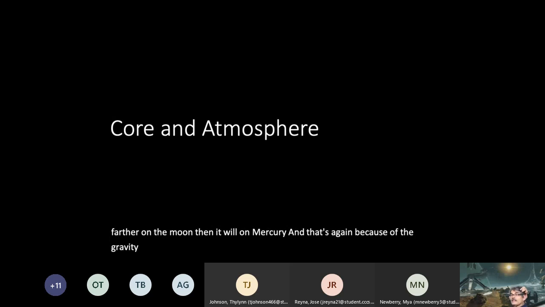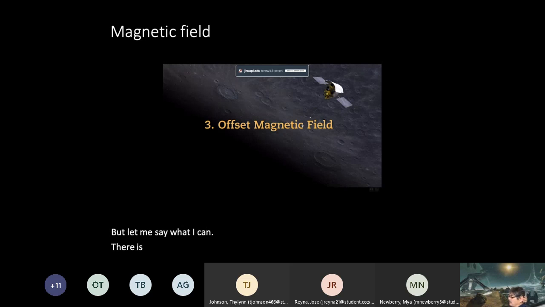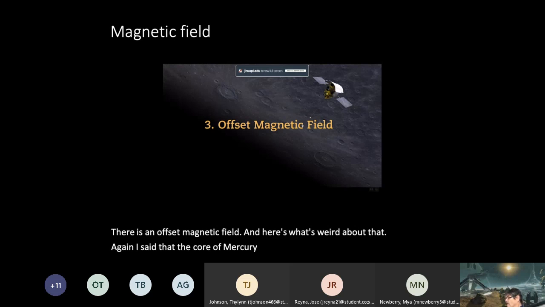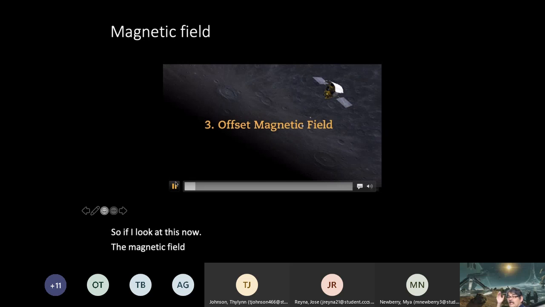So, core and atmosphere. To say a few words on that. I know we're low on time, but let me say what I can. There is an offset magnetic field, and here's what's weird about that. Again, I said that the core of Mercury takes about 75% of the radius. So if I look at this now, the magnetic field, what is it doing on the planet?